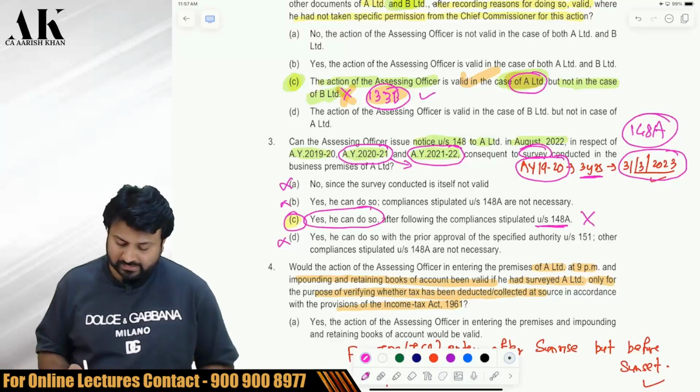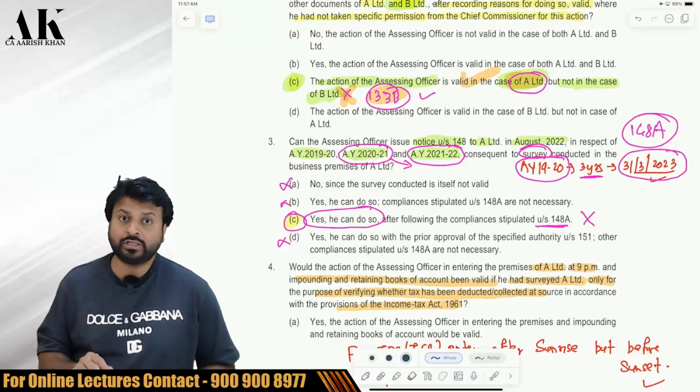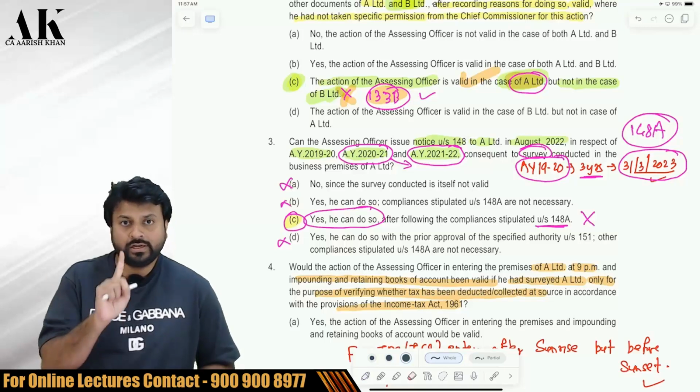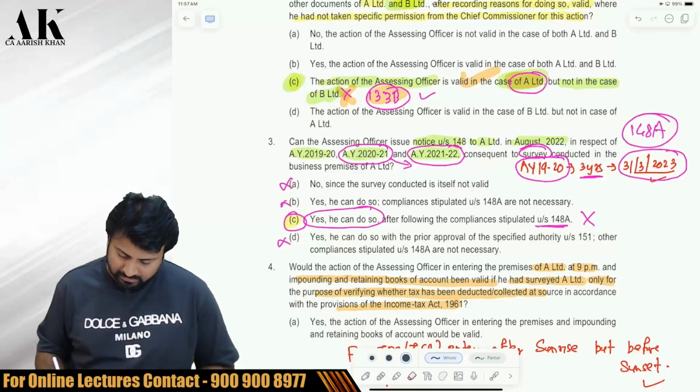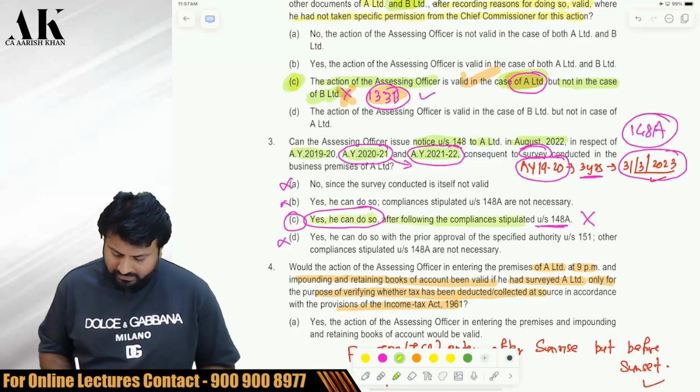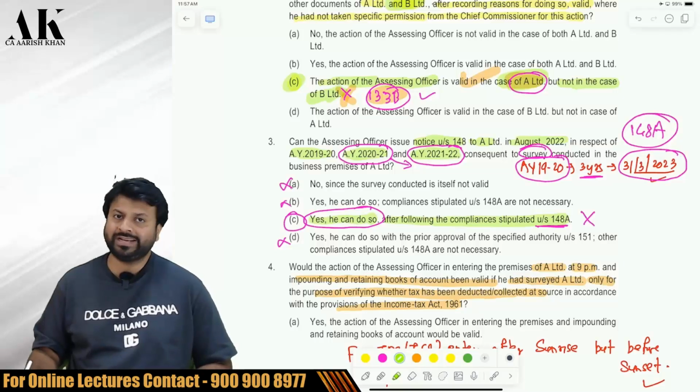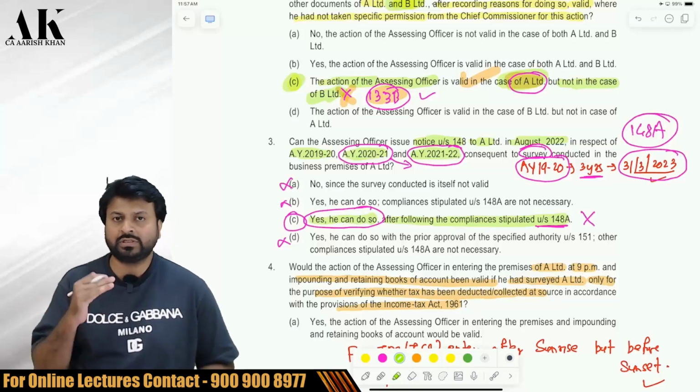So, the question is, can he issue notice? Yes, he can issue notice, but before issuing the notice, he needs to do an inquiry under 148A. Check, and therefore, the answer to this question is C. Yes, he can do so, but after following the compliances stipulated under 148A. He can do so, but he has to follow the inquiry notice.